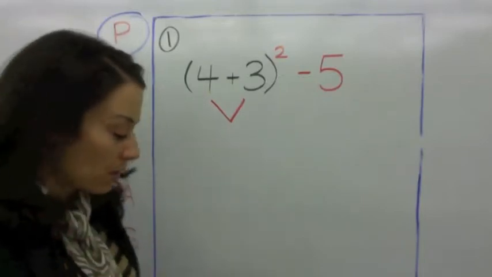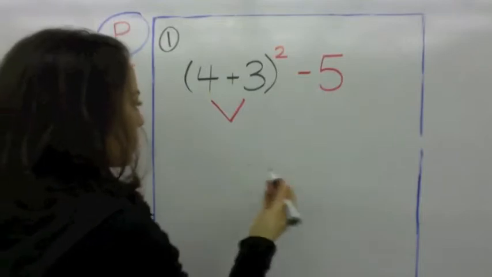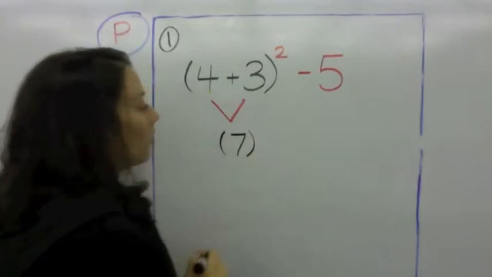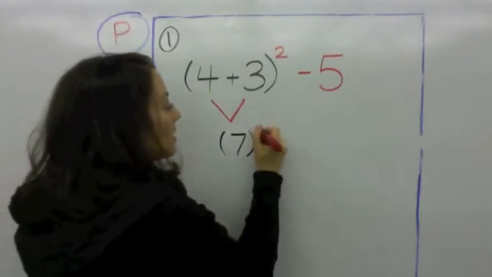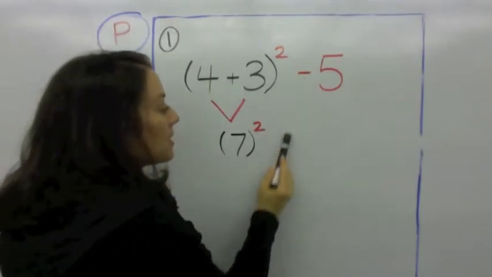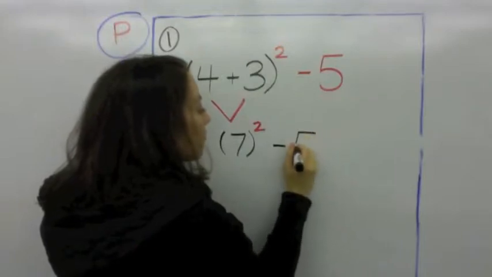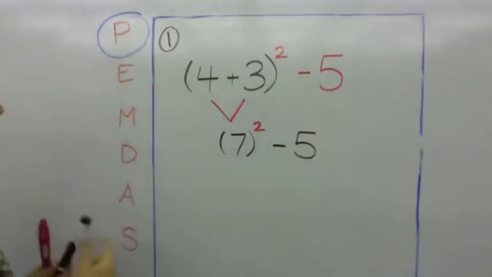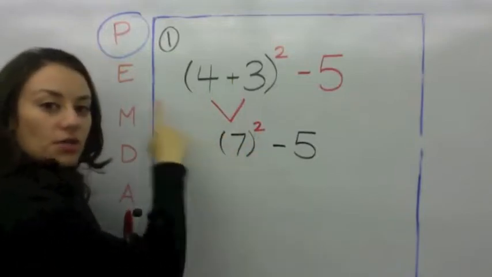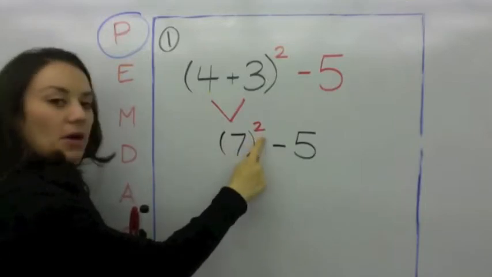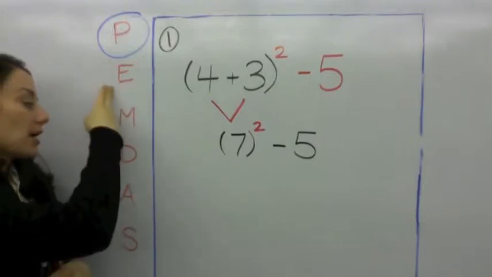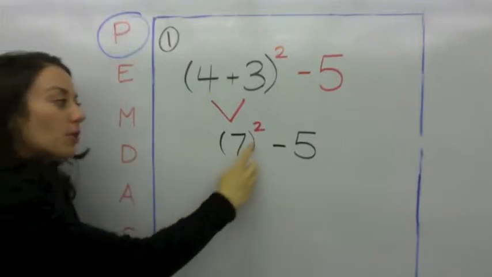4 plus 3. Well, we're going to keep the parentheses, and this is 7, right? But it's not just 7. It's 7 squared, or 7 to the power of 2. And then we're going to bring down, subtract 5. So we did parentheses first, right? What do we see now? What is this called? Starts with an E. It's called exponents. And we also see subtraction. So what are we going to do first, exponents or subtraction? You're going to do exponents, yes?